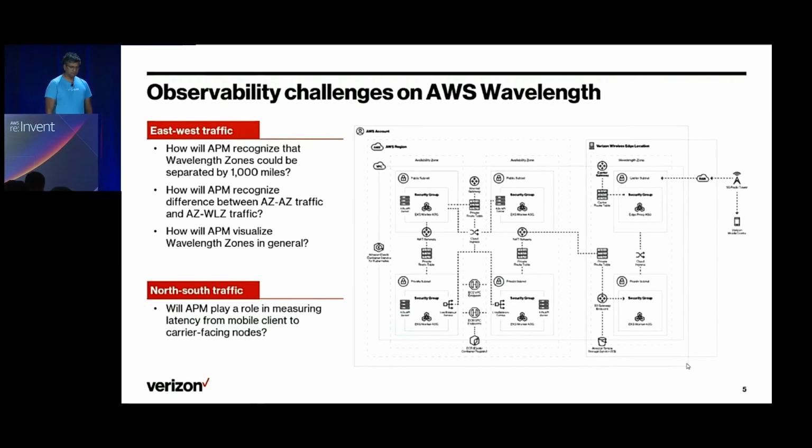And all the examples I've just discussed are in the context of east-west traffic, within your logical data center, rather. But worth noting that north-south traffic is also a problem, because how can performance monitoring play a role in traffic from the mobile device, or IoT device, to one or many of these different wavelength zones? And the wavelength zone closest to you may change over time.